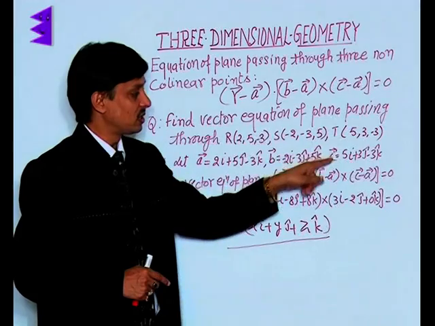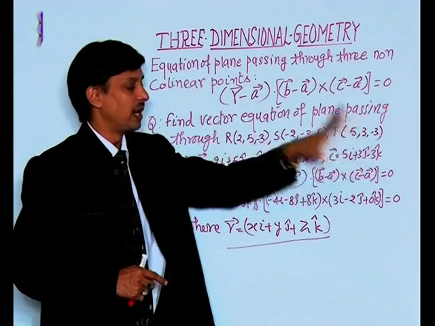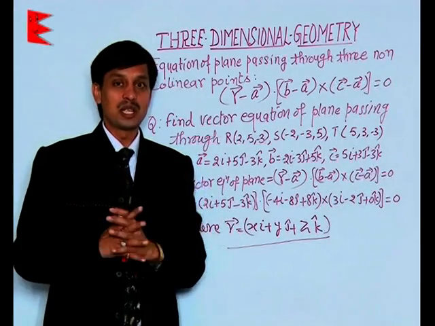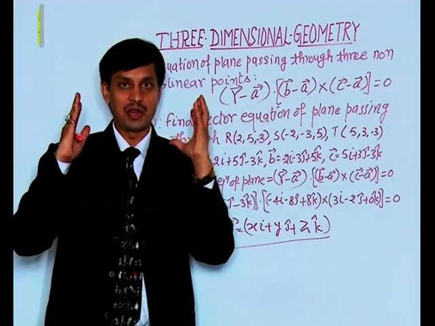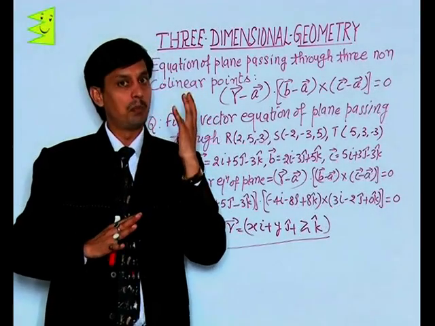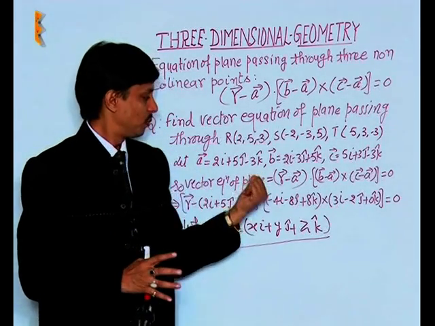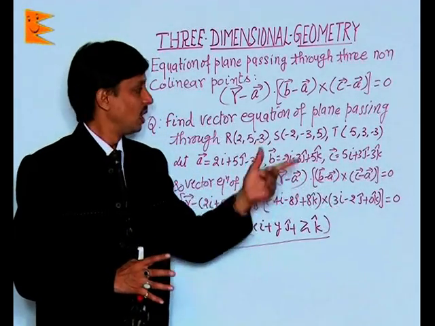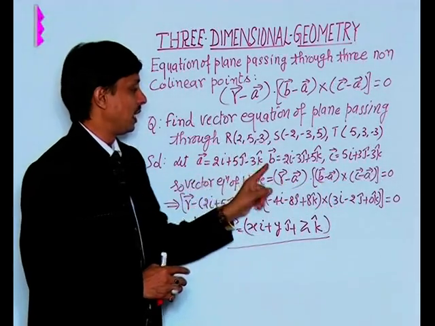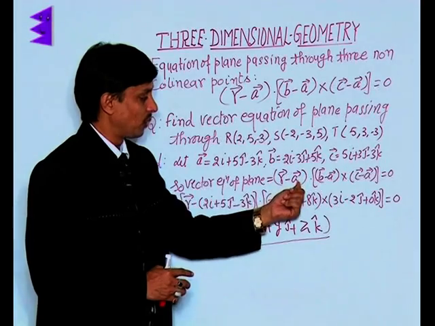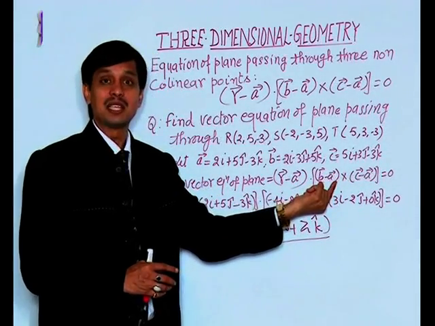And vector C will be what? 5i plus 3j minus 3k. So, in the first go, the three points through which the plane was passing, I have converted to position vectors A, B, C using i, j, k. So, we know this formula, we have calculated A, B, C, and we will substitute the values of A, B, C. First we need to calculate B minus A.